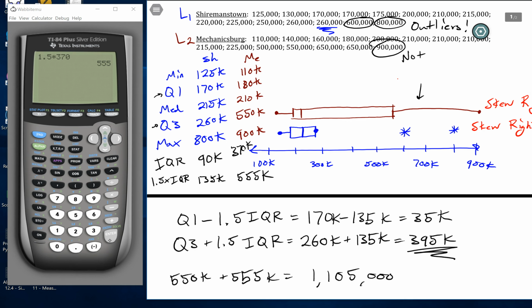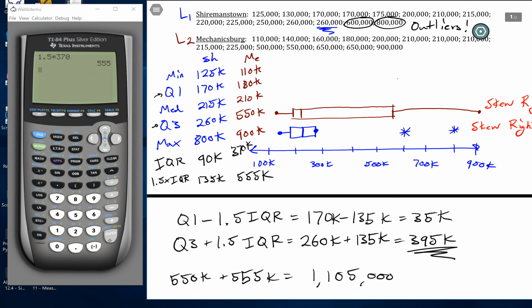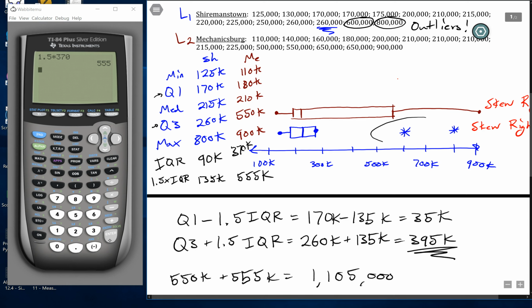Okay, so that's how you calculate outliers. Take the IQR, multiply by 1.5, add it to Q3, see if there's anything outside. Subtract it from Q1, see if there's anything outside. In this case, we found that Shiremanstown does have 2 outliers. We found that Mechanicsburg does not have any, so its graph stays normal.